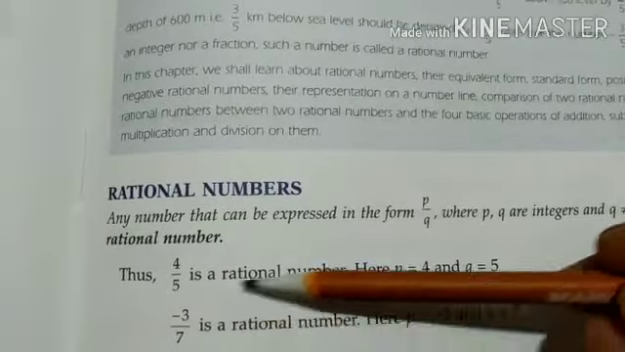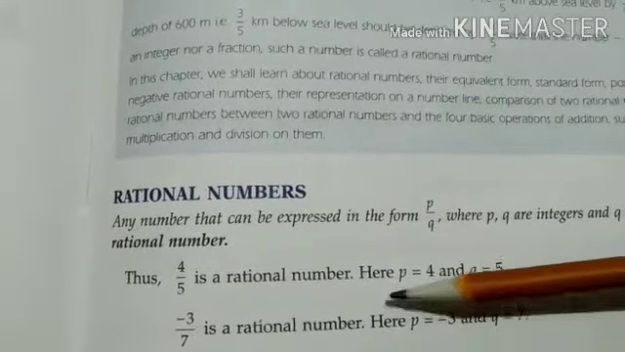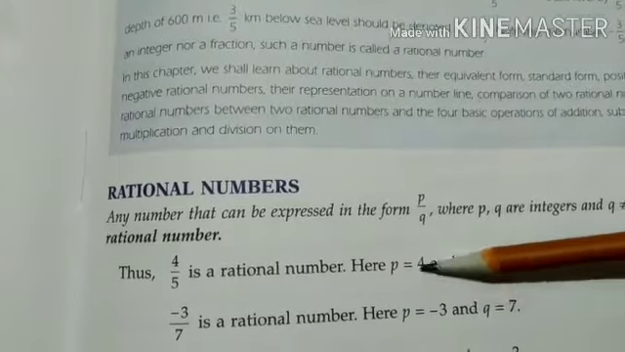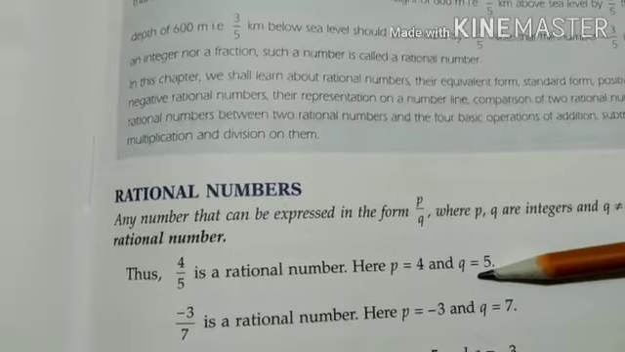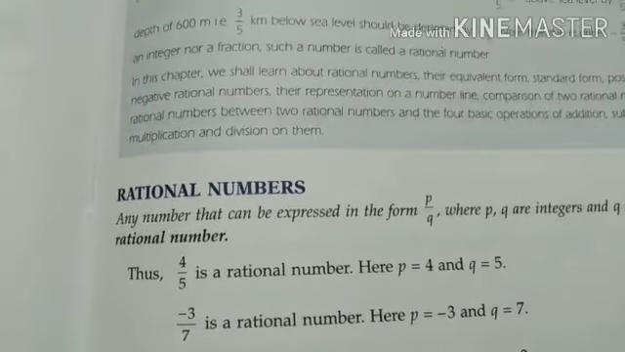4 by 5 is a rational number. Here p equals 4, that is a positive integer, and q equals 5. This is a negative integer.